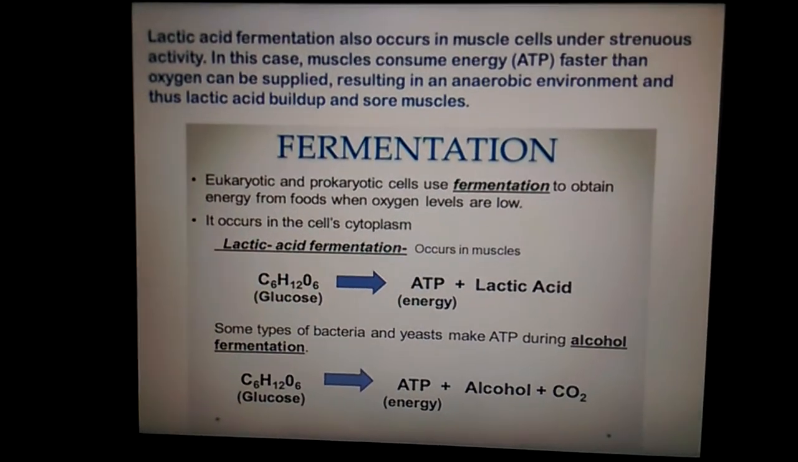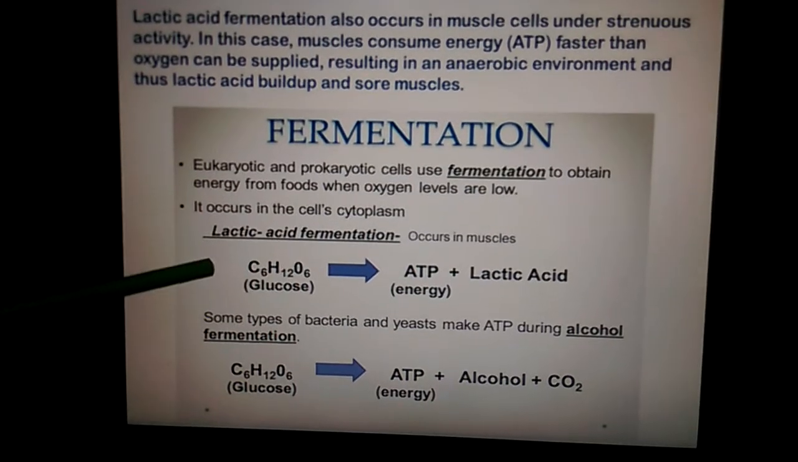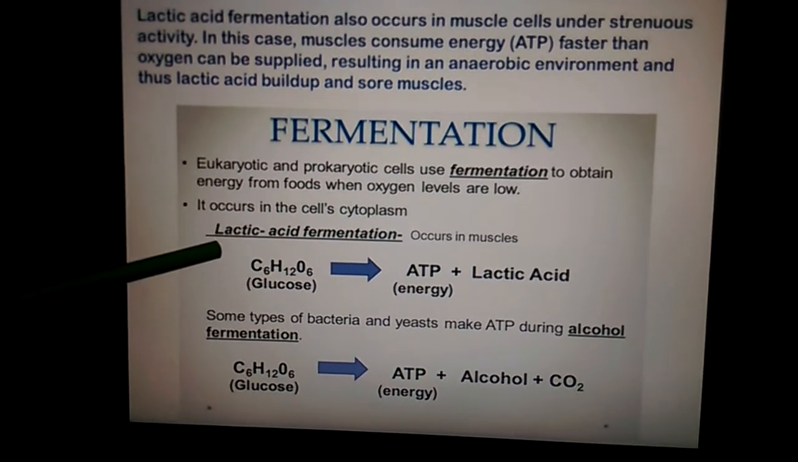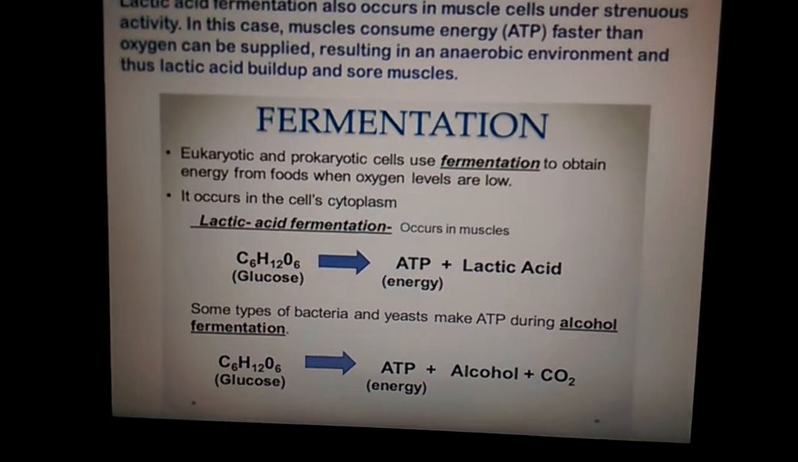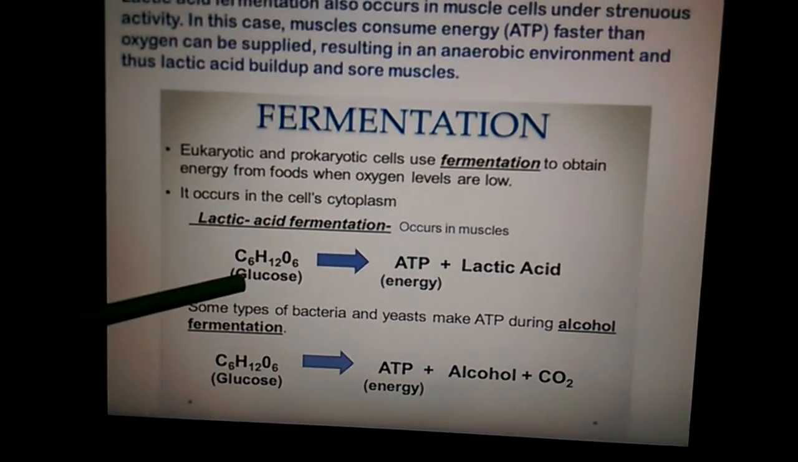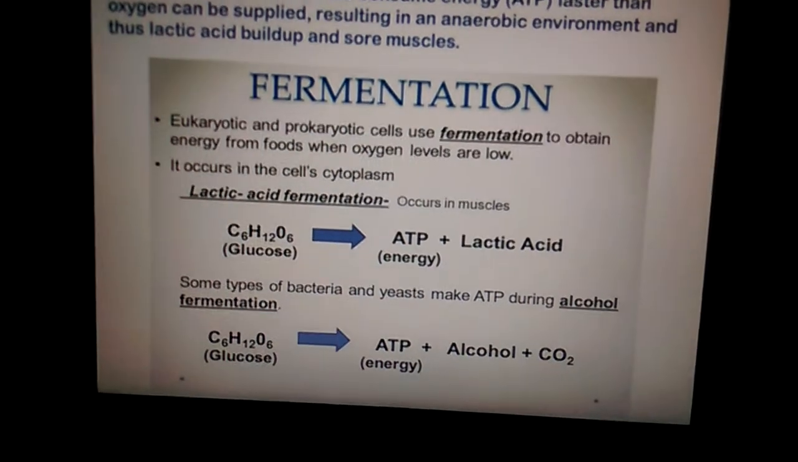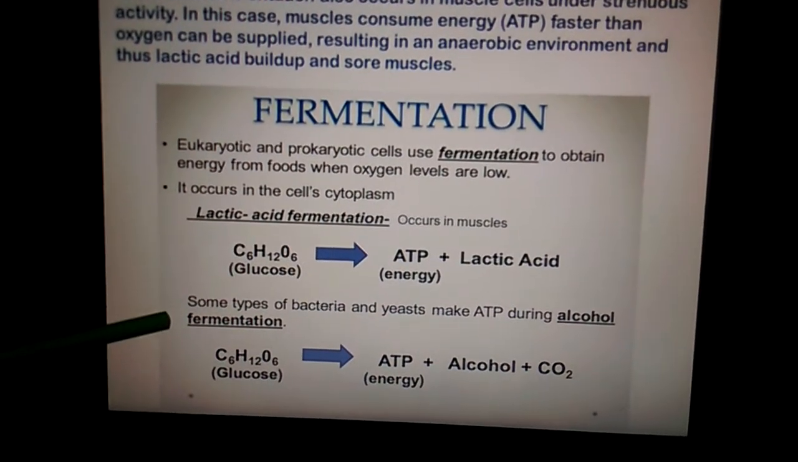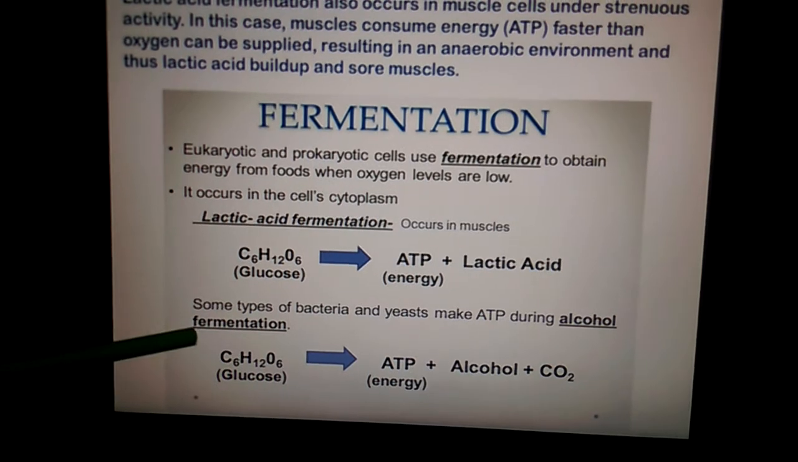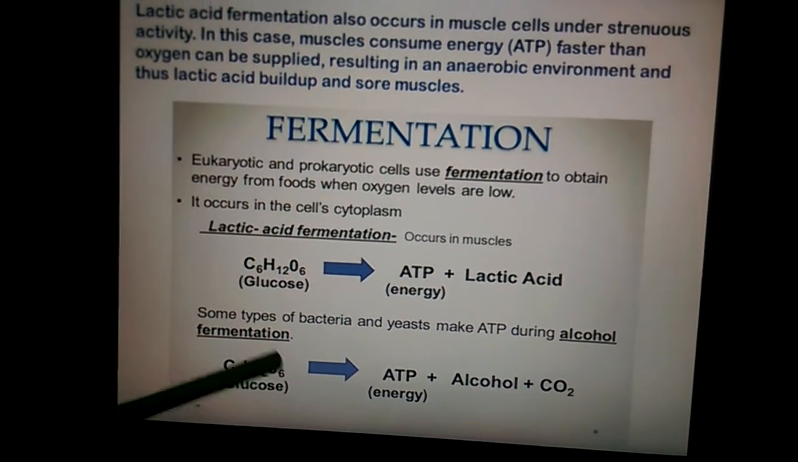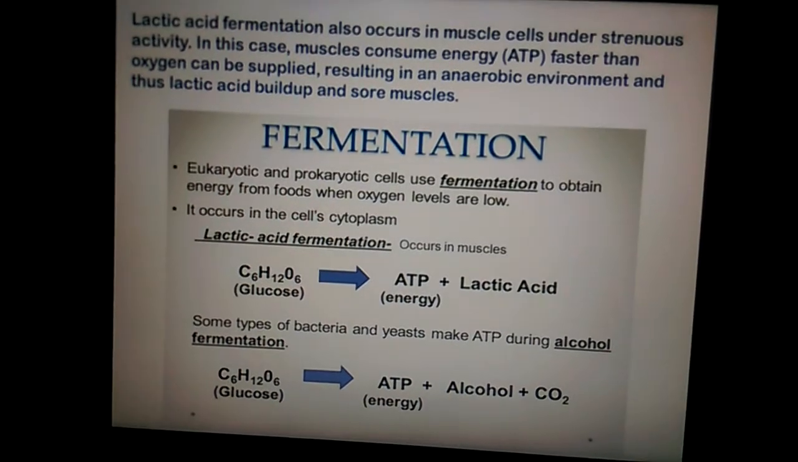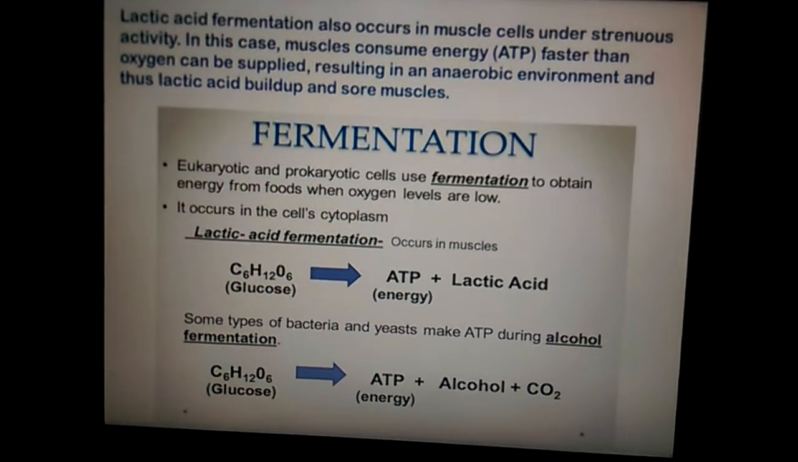Fermentation occurs in the cytoplasm of cells, that is, lactic acid fermentation occurs in the muscles. Here glucose is converted into ATP and lactic acid. Some types of bacteria and yeast make ATP during alcohol fermentation. Here glucose is converted, without oxygen, into ATP, alcohol and carbon dioxide.